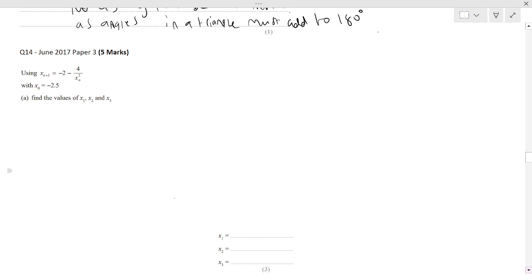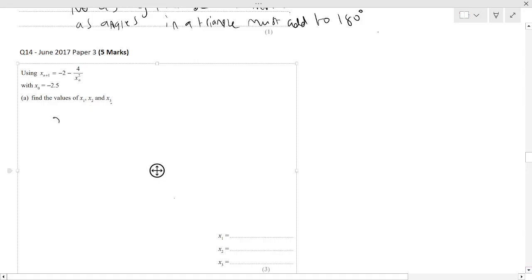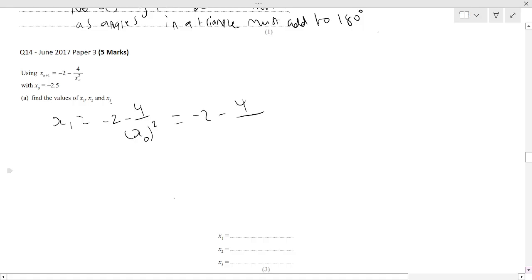So really, with this sort of question, it's all the same. We have an initial value and need to find the first, second, third value. Okay, so using this iteration, x1 is going to be -2 minus 4 over x0 squared. But we know x0, so that's going to be -2 minus 4 over -2.5 squared. And you put that into the calculator.